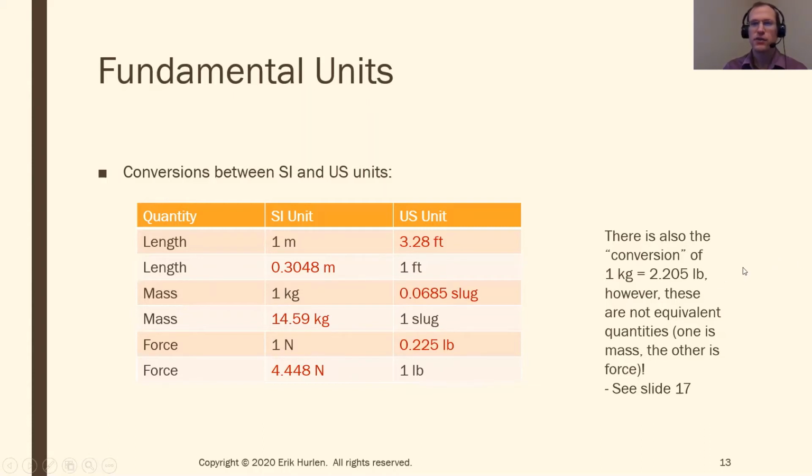You can also convert kilograms into pounds. So 1 kilogram is 2.2 pounds roughly, but that's a bit of a dodgy conversion. You really shouldn't be doing that because kilograms are mass and pounds are force, but you kind of get away with it.